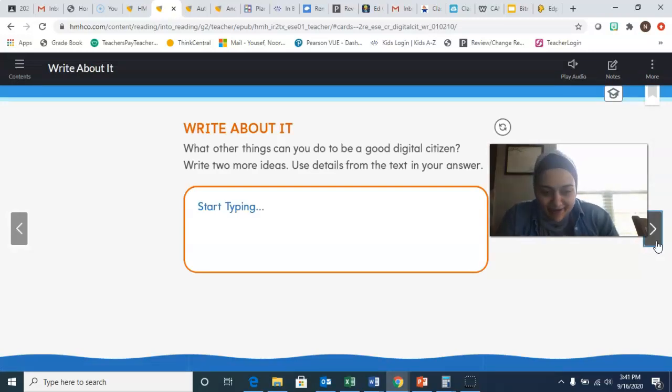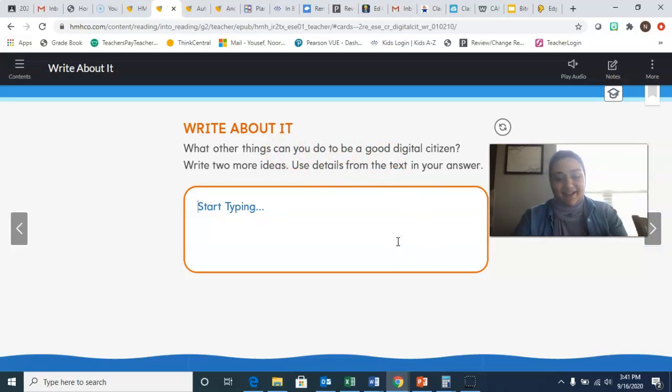Now we're going to write about it. So checking for understanding and taking those notes before helps us when it comes to our writing. It's going to help us figure out what we're going to write, okay? It says write about it. What other things can you do to be a good digital citizen? Write 2 more ideas. Use details from the text in your answer. So what other things can you do to be a good digital citizen?